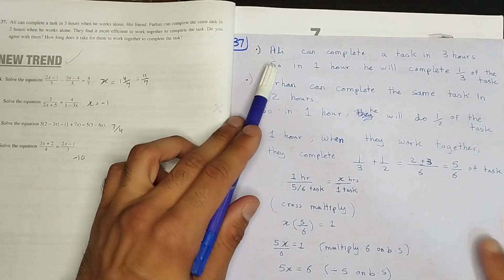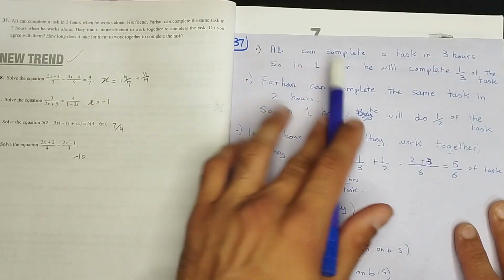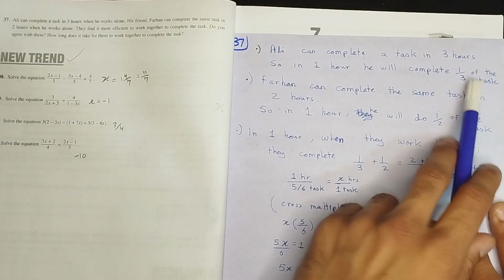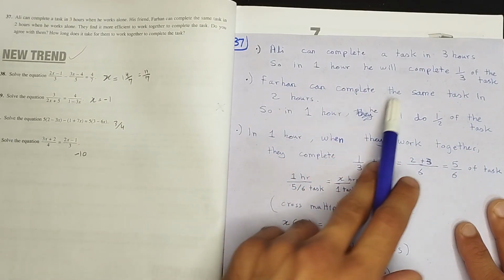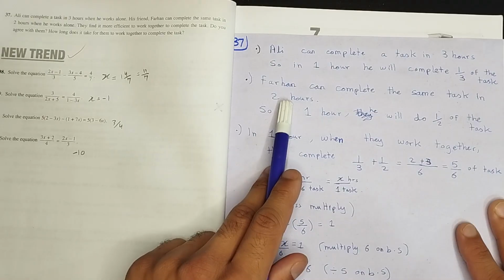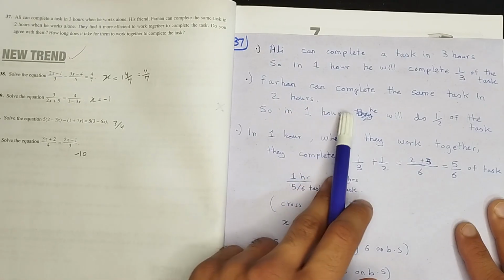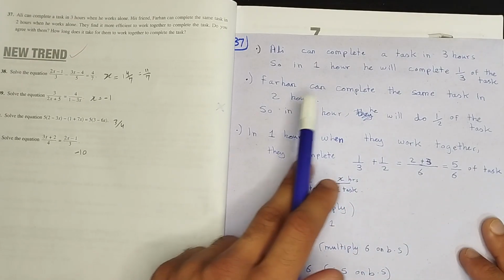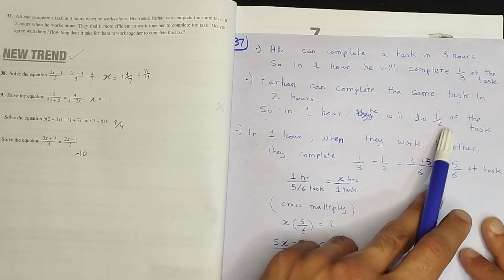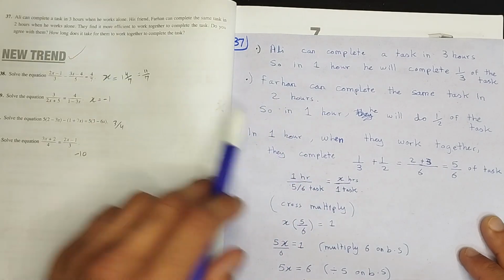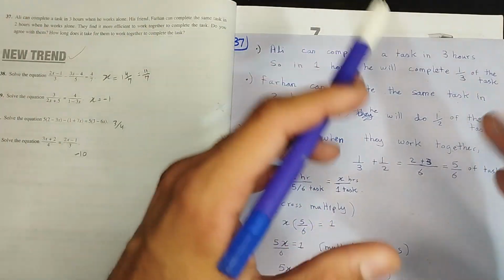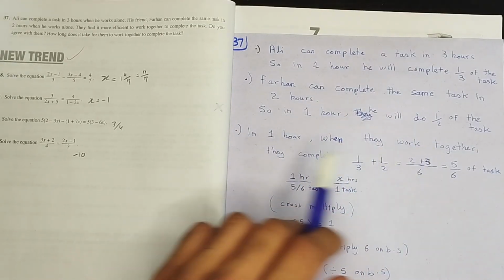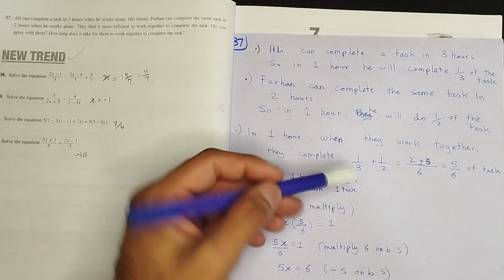First of all, just focus on this. Ali completes a task in 3 hours. That means in 1 hour he's going to complete 1/3 of the task. If Farhan can complete the same task in 2 hours, then in 1 hour he's going to complete half of the task. It takes him 2 hours to do the complete task, so in 1 hour he's going to do half of the task. In other words, when both of them join together to do the task, in 1 hour, what are they going to do? In 1 hour, they're going to complete.